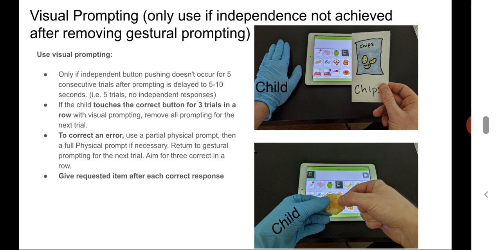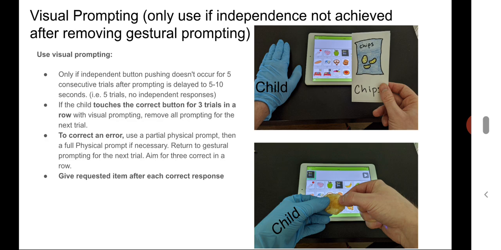We're only going to use this if independent button pushing doesn't occur for 5 consecutive trials after prompting is delayed for 5 to 10 seconds, i.e. they need to have 5 trials in a row where they don't have any independent responses. Let's say across those 5 trials they got 3 independent, but 2 of them had to fall back to the gestural prompting. We're not going to worry about that because they're still doing some independent responding during those trials.